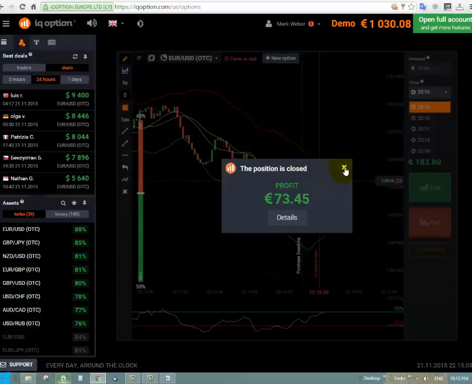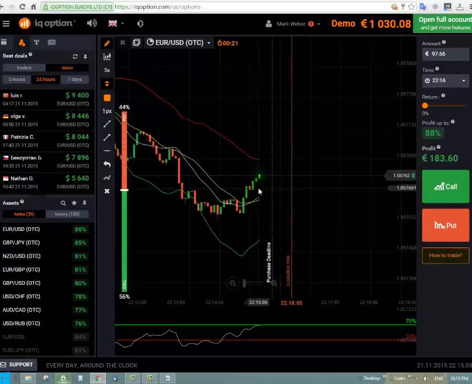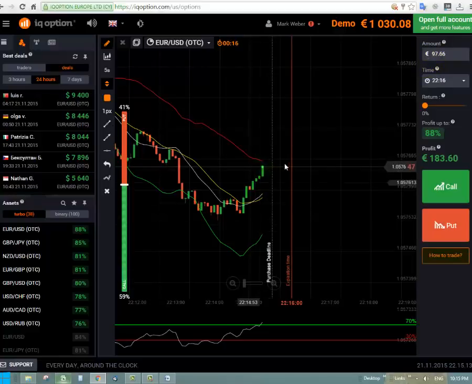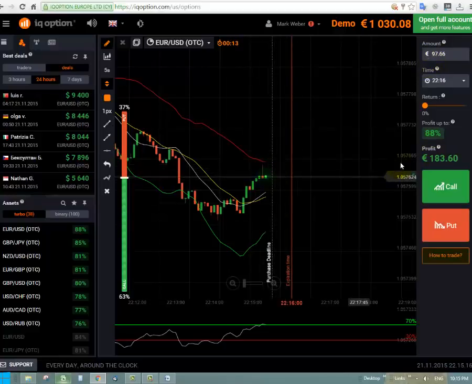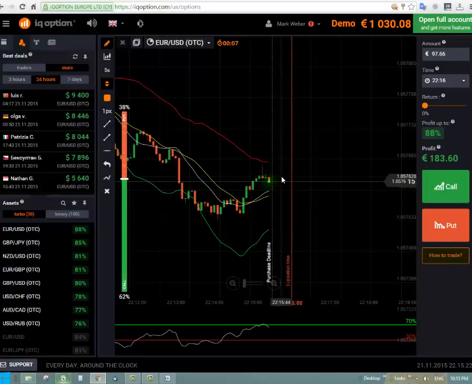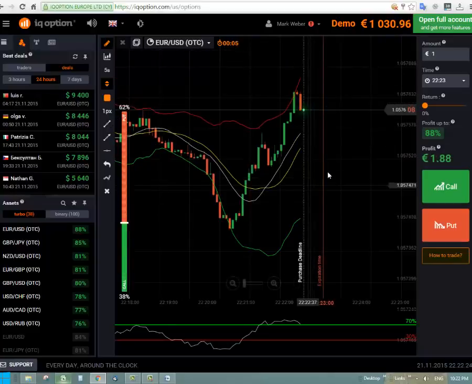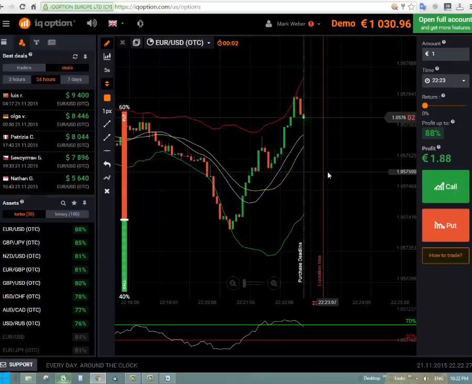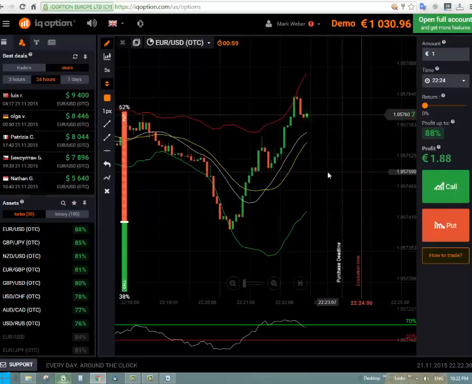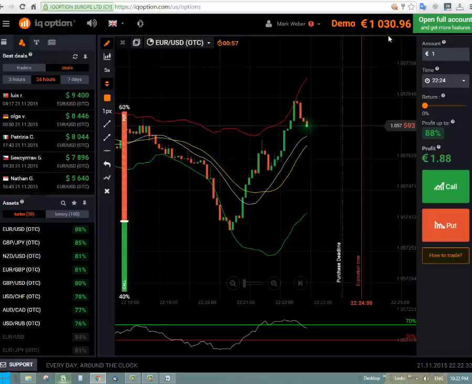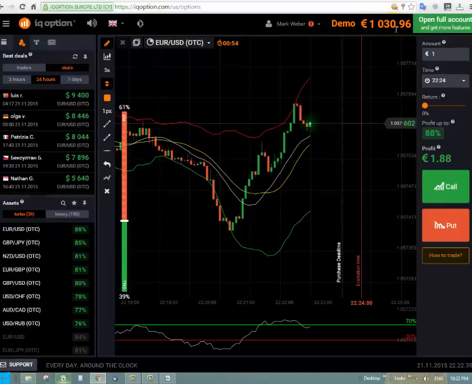And there's our profit. It wasn't necessary to make the 6th position, so as you can see on the 5th position we won the trade. Well, we have now 1030 euros. So you got the idea about what this strategy is all about. As you can see, in less than 30 minutes we made 30 euros profit.